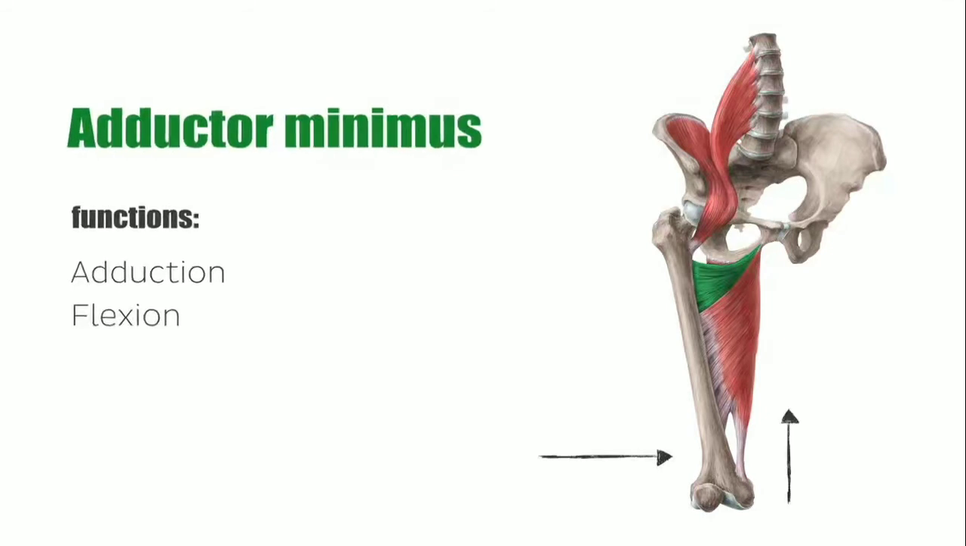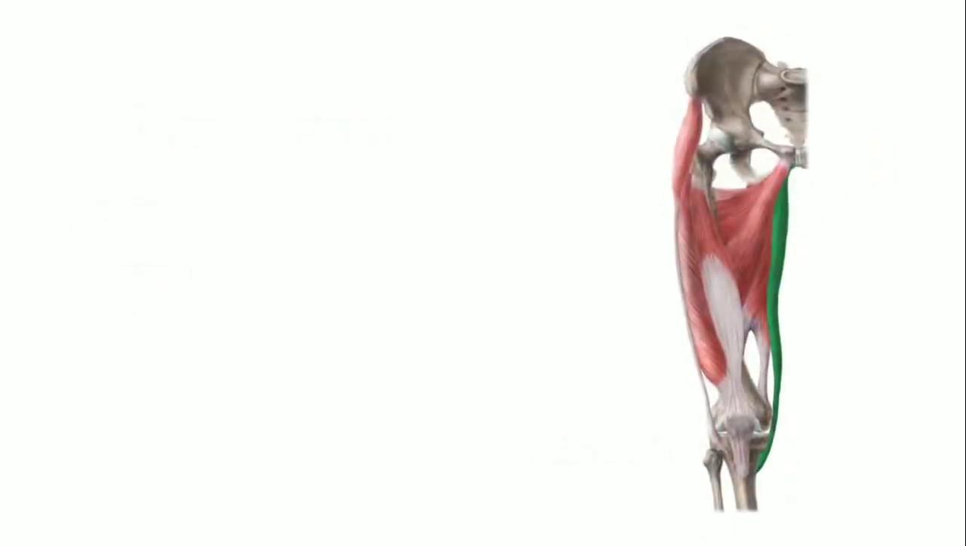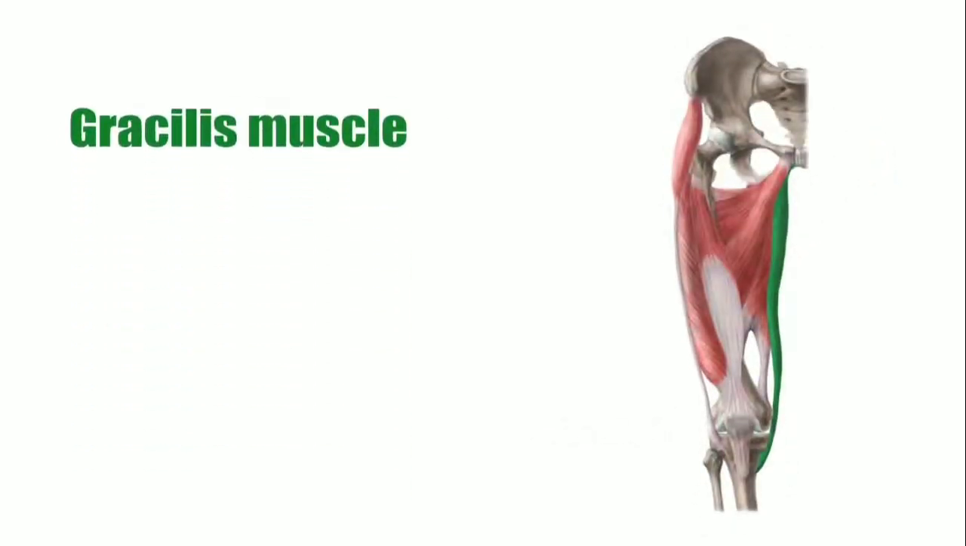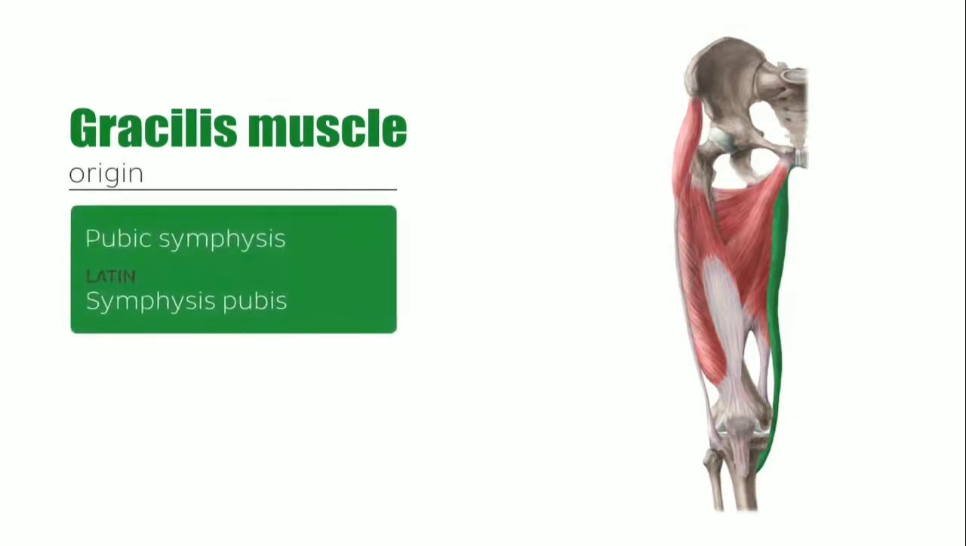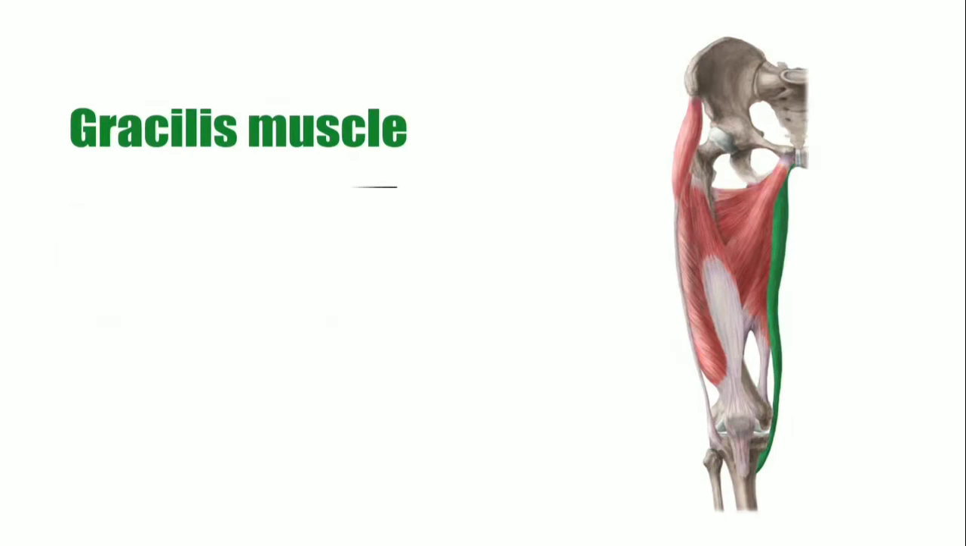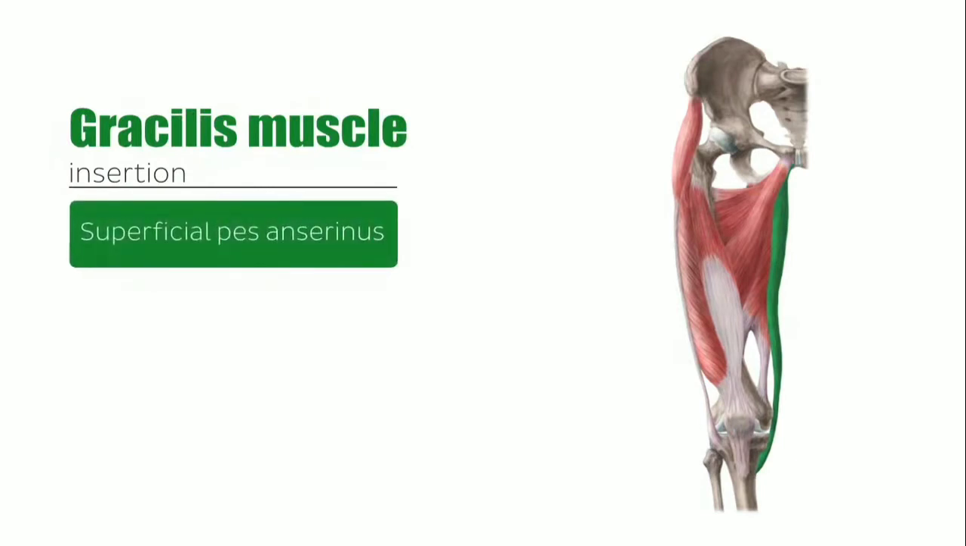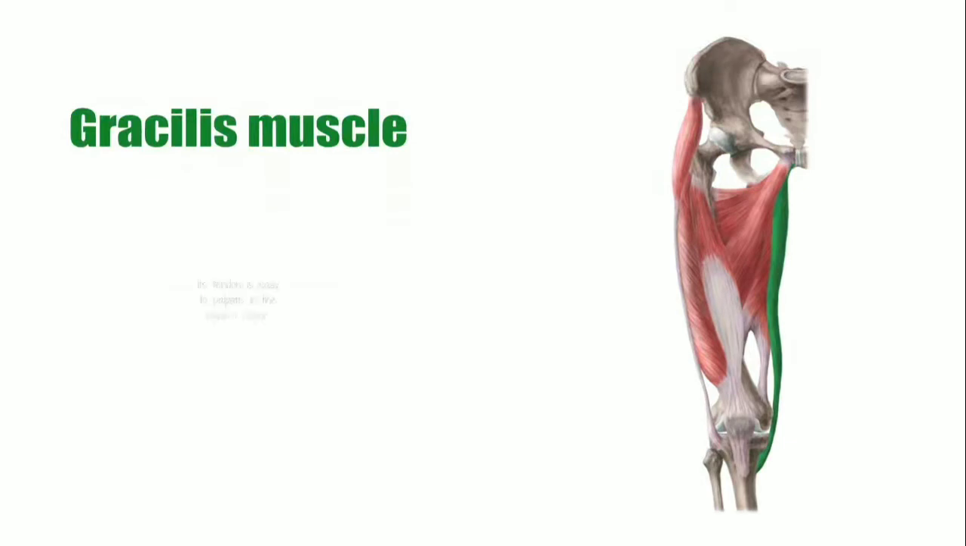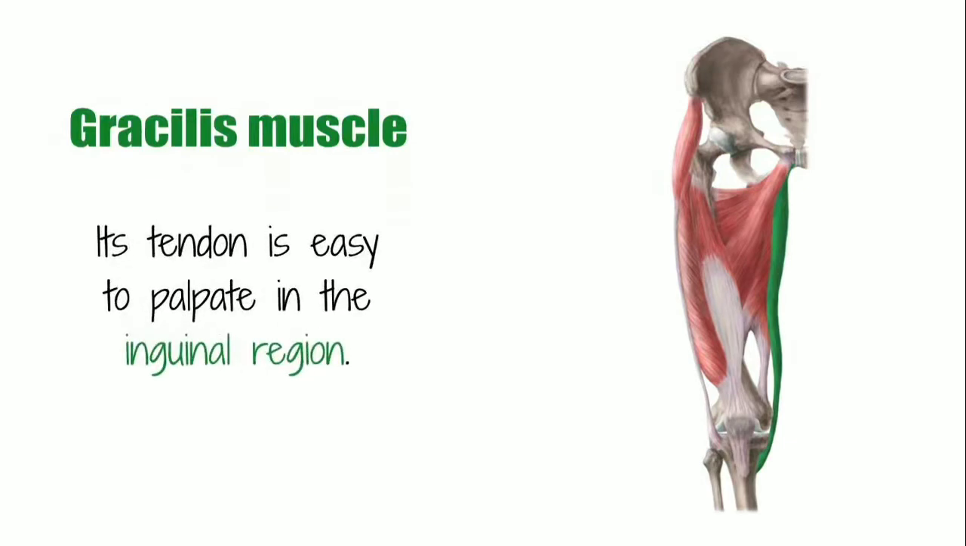The last muscle on our list is this long muscle known as the gracilis. The gracilis runs from the inferior border of the pubic symphysis and goes all the way to insert, as you can see here, quite long, on the superficial pes anserinus. An important thing to mention about the gracilis is that its tendon is easy to palpate in the inguinal region together with the tendon of another muscle, the adductor longus muscle.